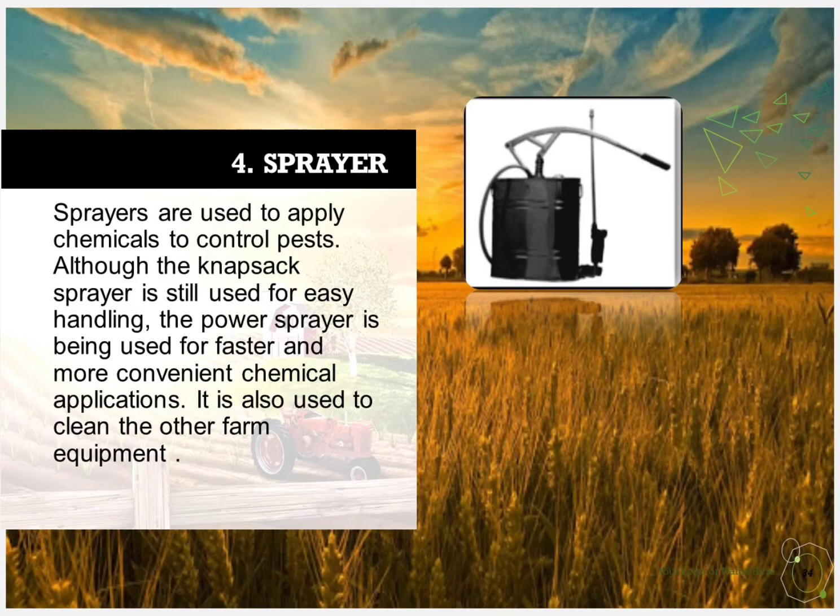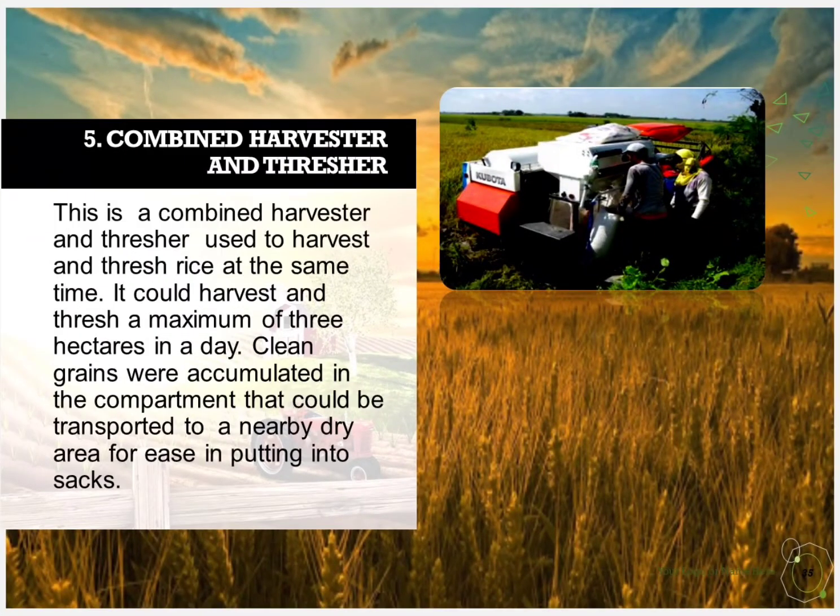Now, it's time for us to harvest our crops with combined harvester and thresher. This is a combined harvester and thresher used to harvest and thresh rice at the same time. It could harvest and thresh a maximum of 3 hectares in a day. Clean grains were accumulated in the compartment that could be transported to a nearby dry area for ease in putting to sacks. When it comes to harvesting our crops, these farm equipment are absolutely important.